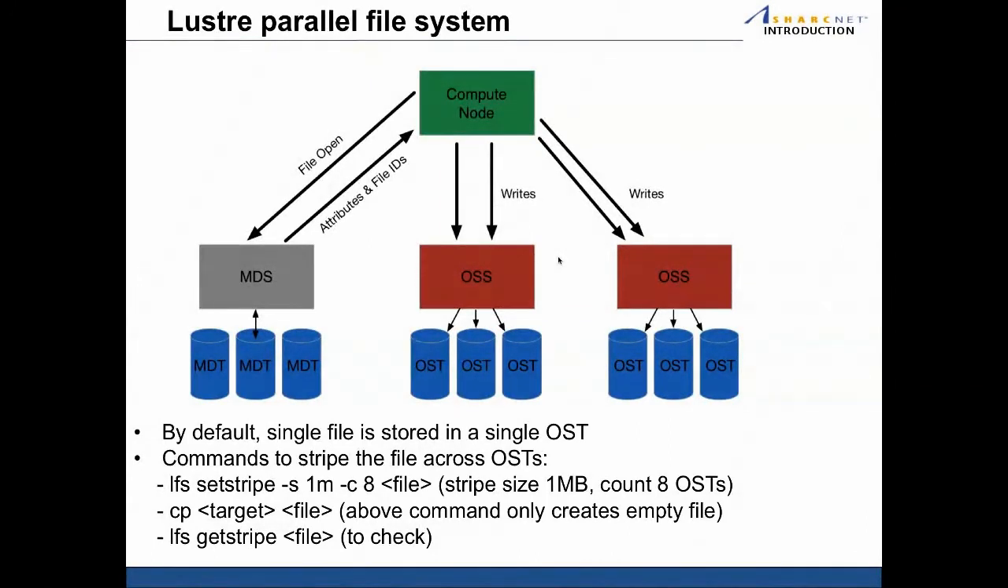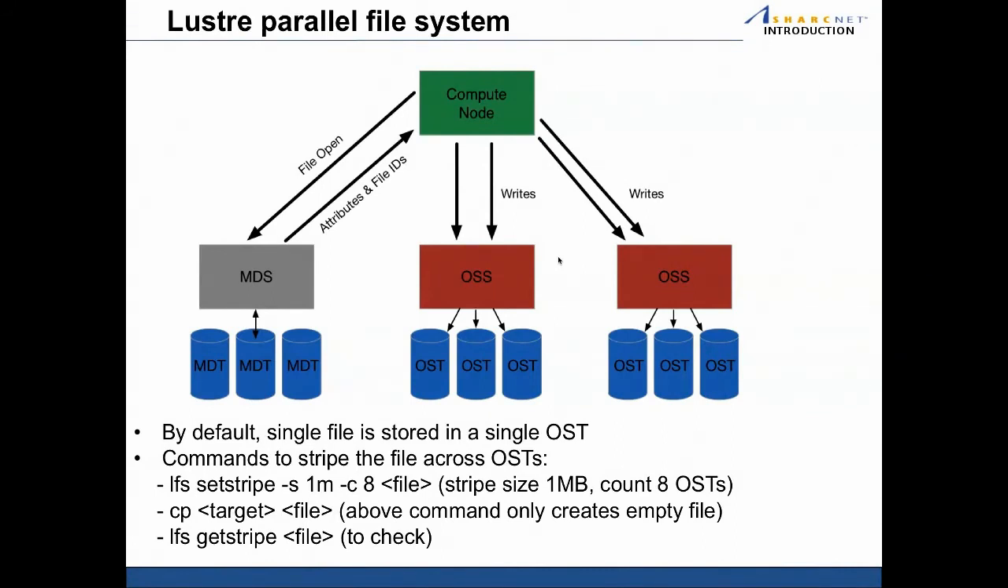So a Lustre parallel file system looks like this. You have compute nodes trying to access data from the OSS. It's called Object Storage Server, and each OSS has multiple OSTs. By default, a single file is stored in a single OST. So if you have multiple compute nodes trying to load the same file, then the bottleneck is that you have a single OST, and the performance of a single OST will be the bottleneck if you have multiple nodes loading the same data.